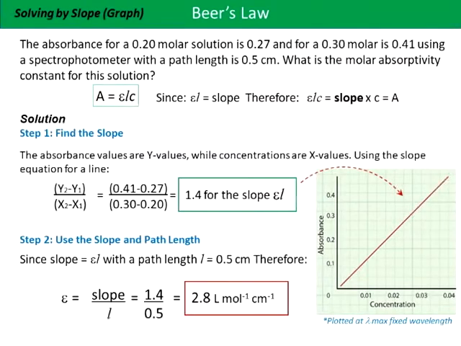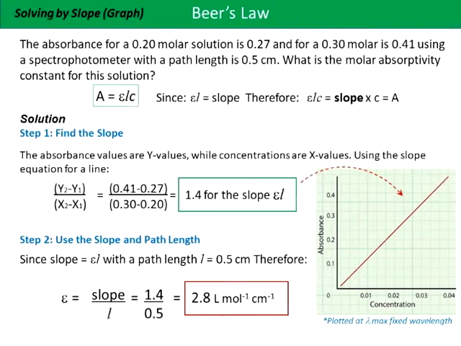We can also solve Beer's law problems by using slope information that we get from graphs. This is a very common practice for general chemistry laboratories. Here's the problem. The absorbance of a 0.2 molar solution is 0.27, and a 0.3 molar solution is 0.41 using a spectrophotometer with a path length of 0.5 centimeters. What is the molar absorptivity constant for this solution?